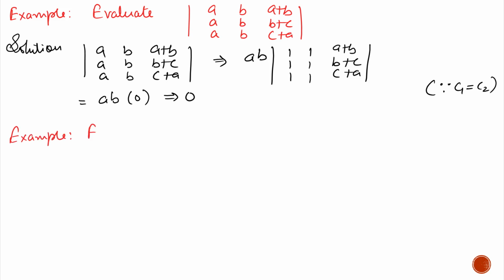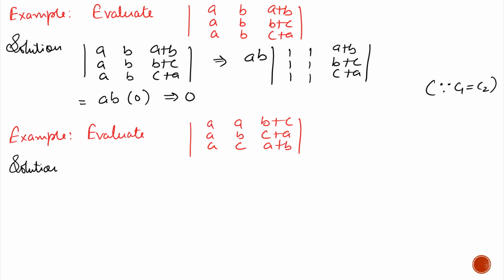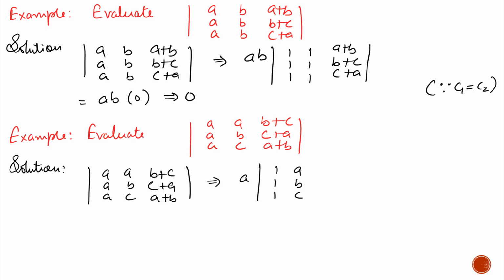Next example. Expand the determinant using properties where first column elements A, second column elements A, B, C and third column elements B plus C, C plus A and A plus B. First we take common from each row and each column. In the first column A is common, so we take A common and we'll get in the first column 1, 1, 1 and the second and third column as it is.